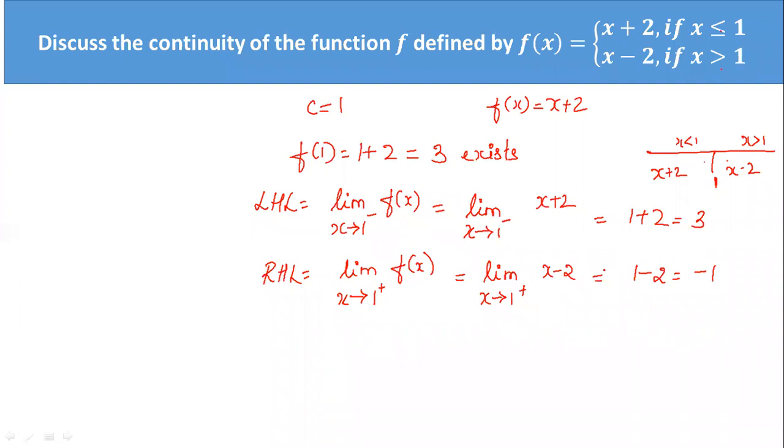What does that mean? If the left hand limit is not equal to the right hand limit, then the limit does not exist. Good, Dikshita, the limit does not exist. Good, Nitya Lakshmi, Sahana, Subramanya. So the left hand limit is not equal to the right hand limit, so the limit of f of x as x tends to 1 does not exist.